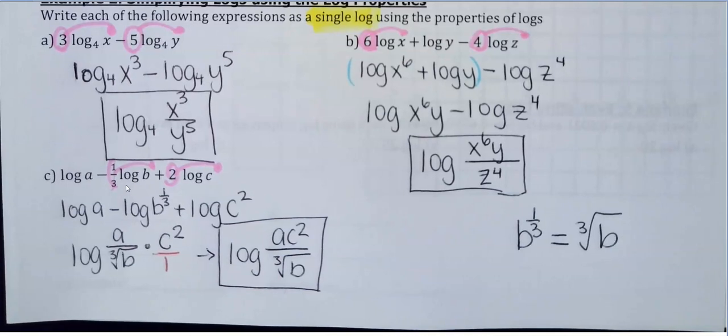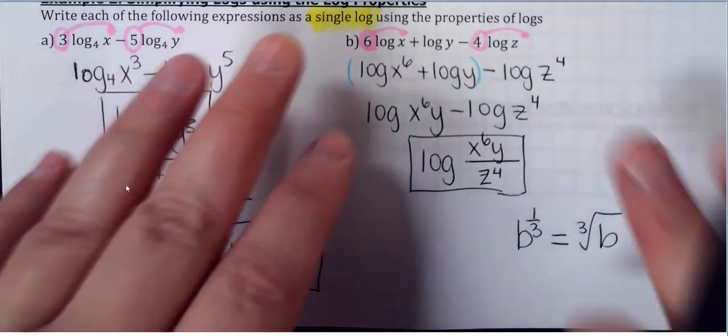Is anybody having a question? Yeah, that's why I was saying, don't worry about rationalizing anything in this unit. We're just not going to mess around with that. So if you get a radical in the bottom, no worries.